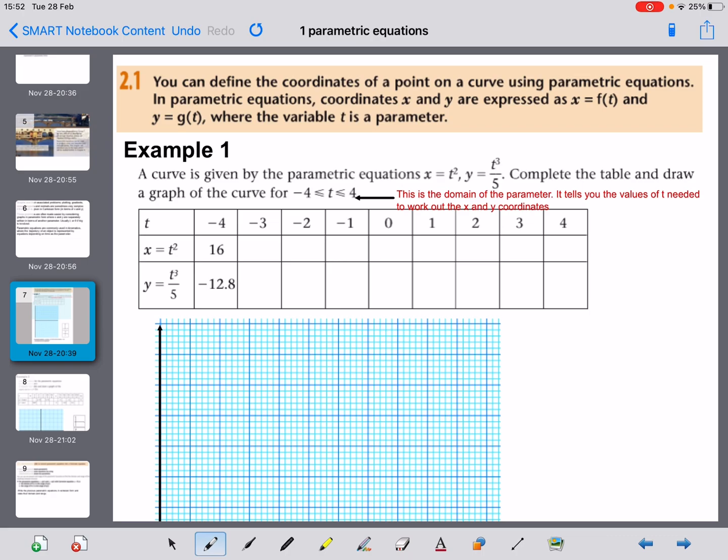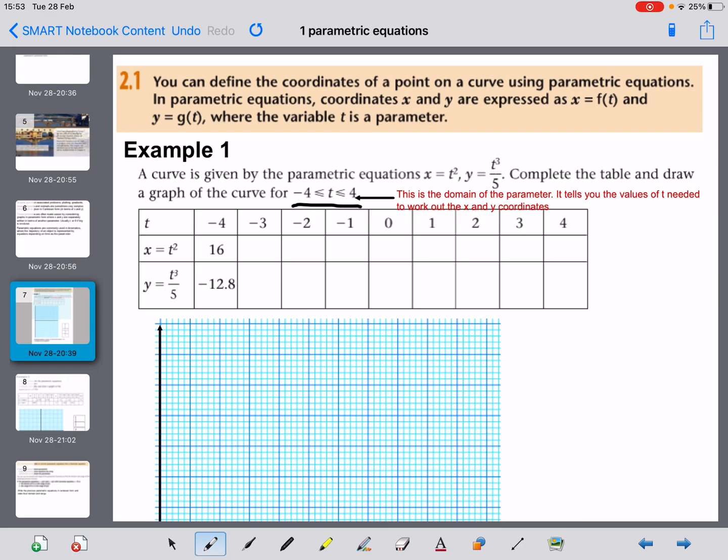Okay, so we've got a pair of parametric equations, so they come together. So all that t is acting like is a bit like a go-between. So for different values of t, we are going to produce values of x and values of y, which we are then going to plot on our graph. Okay, now this range of values here is called the domain of the parameter, and that's dictating what values of x and what values of y we can use for our graph.